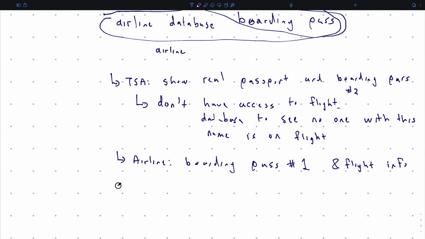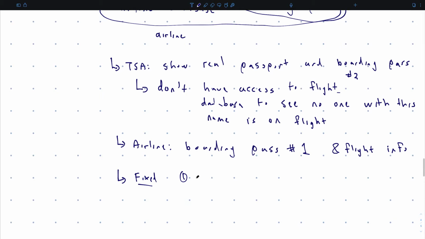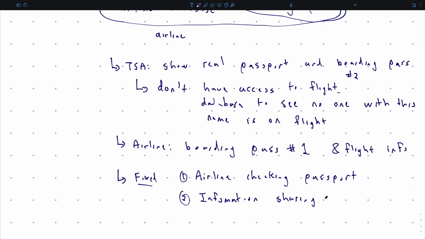All right, so this issue is completely fixed now, I would assume. So it's fixed by the airline checking the passport before you board. And there could be more information sharing now. I don't know if that's the case, but it wouldn't surprise me now if TSA could look up flight information, or they could check the no-fly list or things like that. Everything's electronic. They have those electronic scanners and things like that. So there's a lot more.